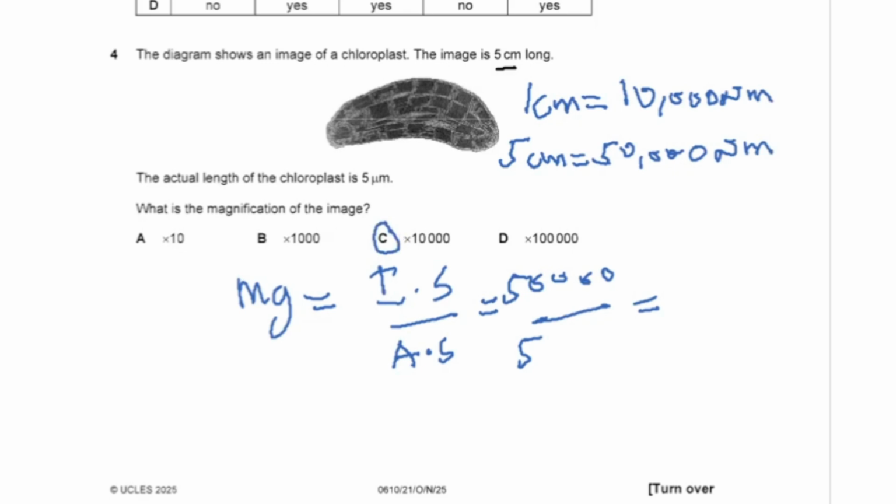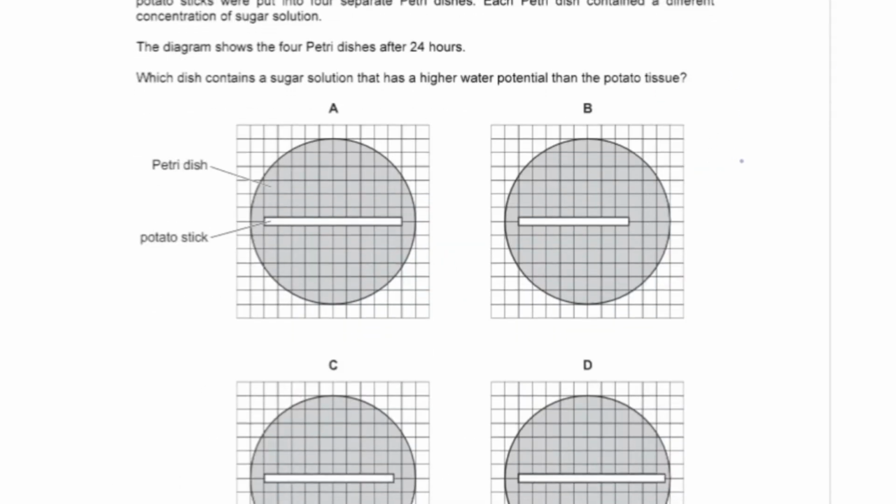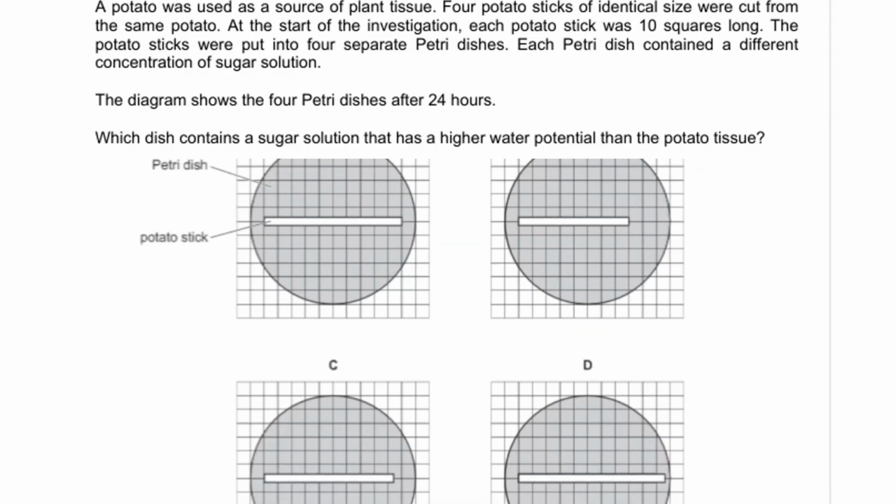Okay. Moving on to the next question. A potato was used as a source of plant tissue. 4 potato sticks of identical size were cut from the same potato. Take note of that fact. At the start of the investigation, each potato stick was 10 cm long. The potato sticks were put into 4 separate petri dishes.